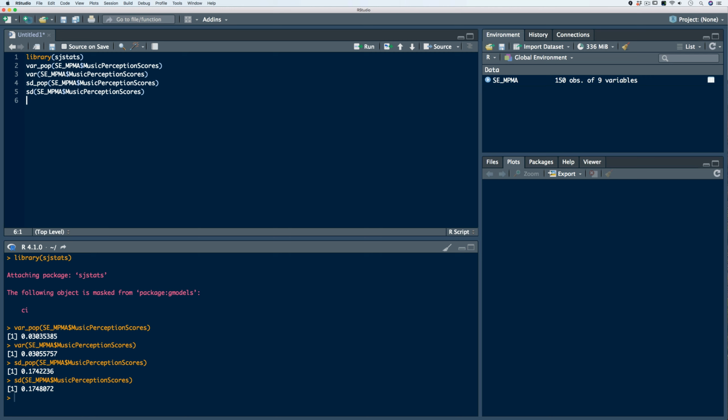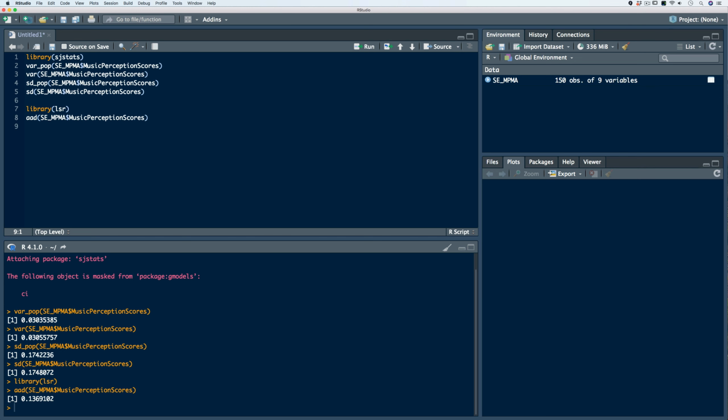Now, the next measure of dispersion we can look at is the average absolute deviation, which is sometimes referred to as the mean absolute deviation. And it's the average of the distances between each of the values in the distribution and the mean of the distribution. Now, in order to calculate the average absolute deviation of a distribution, we're going to use the lsr package. Again, I have it installed on my computer, so I'm simply going to load it using the library function. And then here we're going to use the aad function, and then we'll pass in our music perception scores variable. And so the average absolute deviation for our music perception scores variable is 0.14.